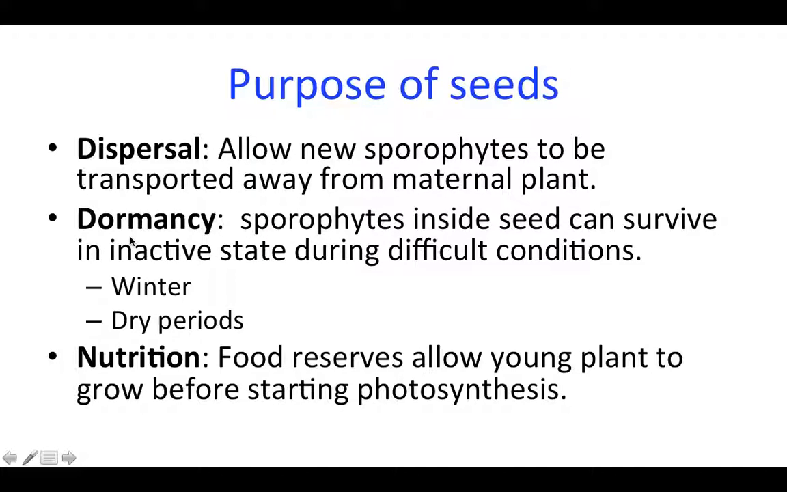Seeds also allow for dormancy. What this means is that the sporophyte inside of the seed can survive in an inactive state when conditions are difficult. When would conditions be difficult? Well, for example, during the winter when it's cold, that might be a poor time to grow, or in some areas, during prolonged dry periods, that would be a poor time to grow.